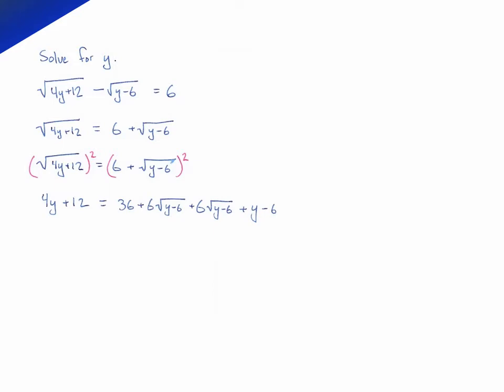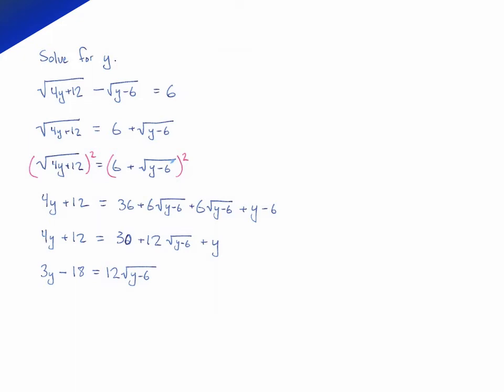We FOIL out the right, simplify. Now we can subtract 30 and y from both sides. Now we've isolated the remaining radical term.